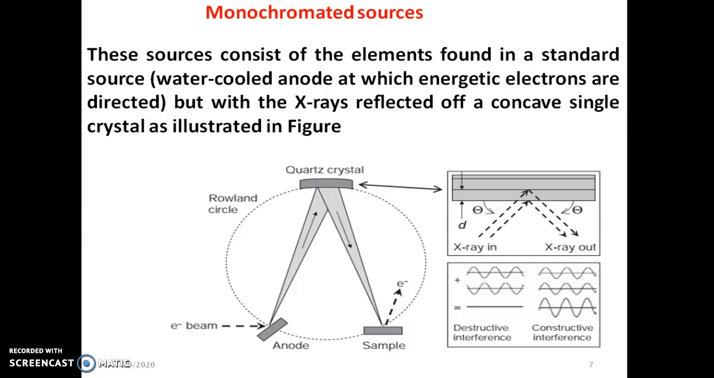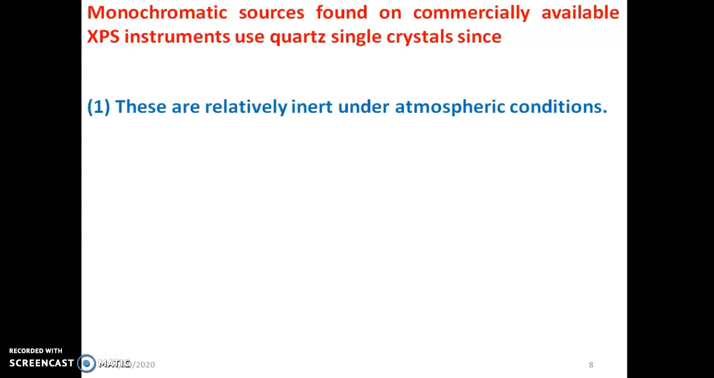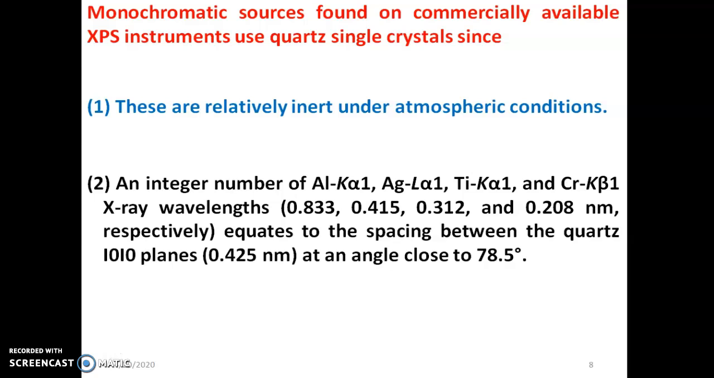So in the XPS tube, where the ultra high vacuum is maintained, the quartz crystal, anode and sample are geometrically situated on the Rowland circle, where the radius of the circle is equal to the radius of curvature of the quartz crystal. So I have covered this already, so I skip this part.